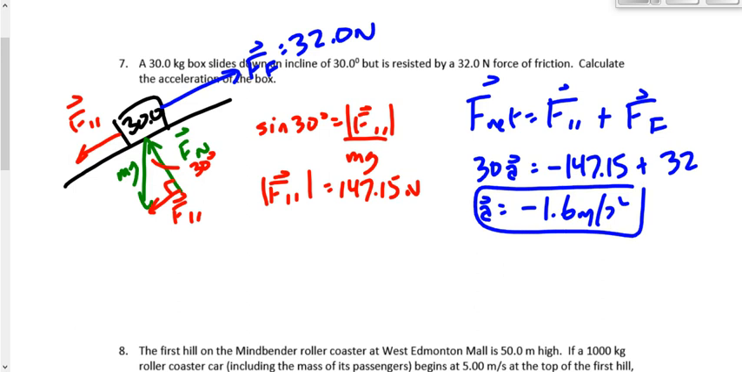Okay, negative because it's down the hill. If you had positive 1.6, then it was probably because you made F parallel positive and FF negative. Is that okay? Sure it is, as long as you're consistent in the question, right? If down is negative, then up has got to be positive. If down is positive, then up has got to be negative, right?